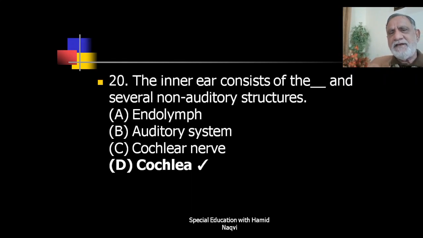Next is the inner ear. Now, this is again from the HIC section. The inner ear consists of dash and several non-auditory structures. Endolymph, auditory system, cochlear nerve, or cochlea. The correct one is the last one, that is cochlea.